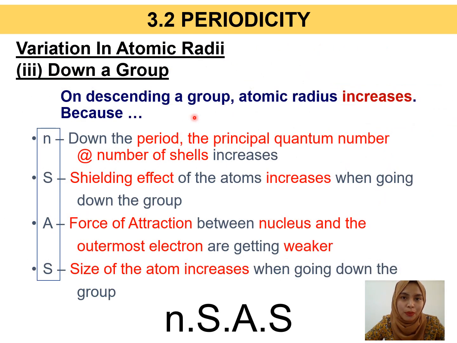So as not to miss a single point, for why the size of the atom increases when going down the group, you can remember this keyword: N size. N stands for the principal quantum number, or number of shells, which increases when going down the group. When the number of shells increases, the shielding effect of the atoms also increases going down the group. Therefore, when the shielding effect increases, you will know the force of attraction between the nucleus and the outermost electron is getting weaker. And lastly, that's why the size of the atom increases when going down the group.